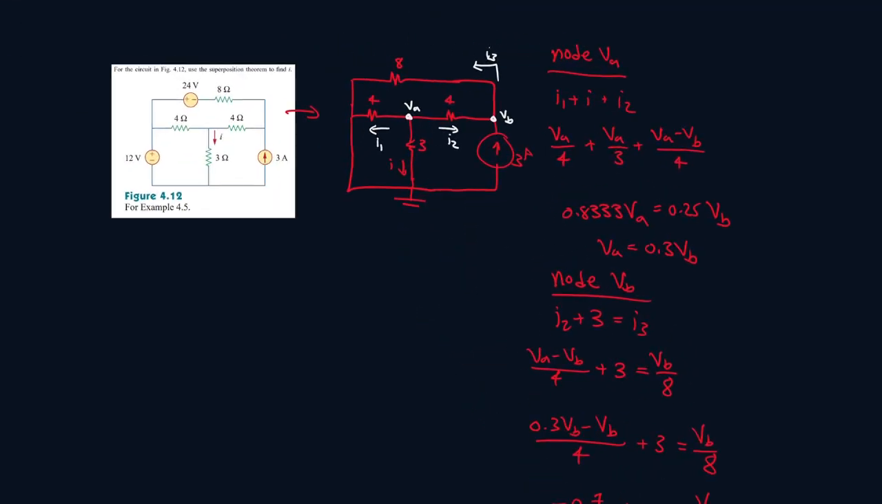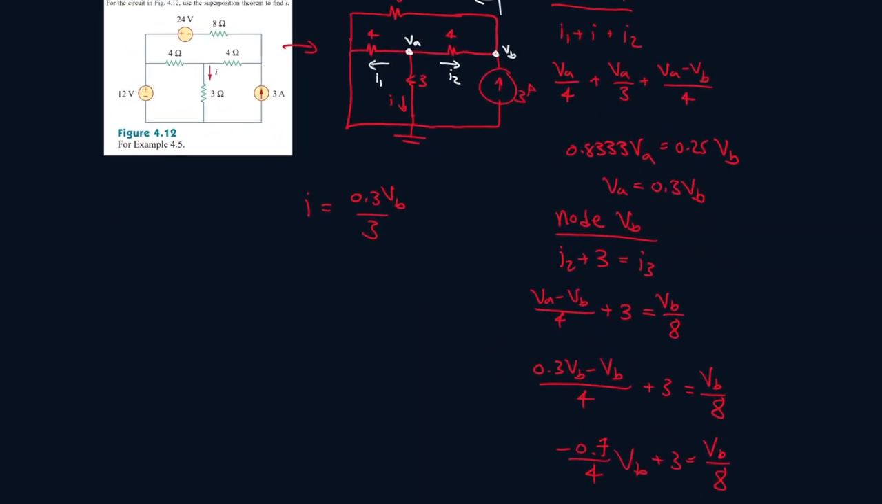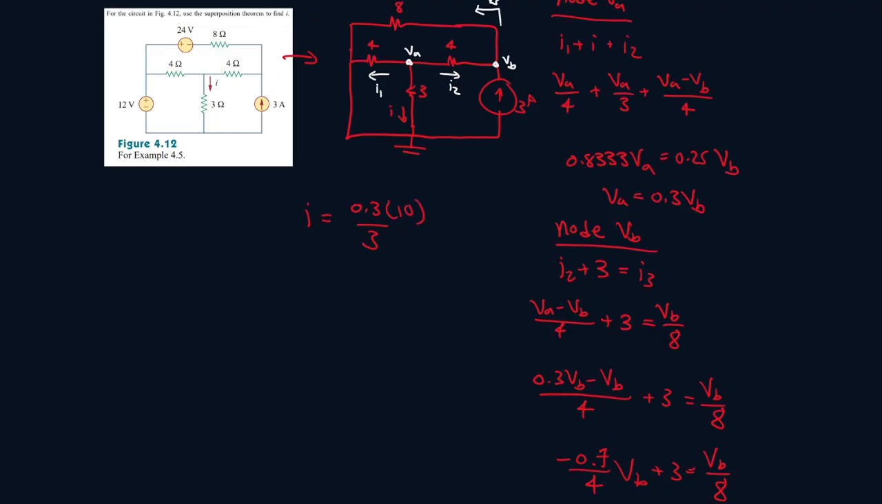Now we can use this to solve for I. I is equal to VA over 8. And VA is equal to 0.3. Sorry, I is equal to VA over 3. And VA is equal to 0.3 VB. And VB is 10. So we'll put in 10 here. So I will be 0.3 times 10 divided by 3. So I is 1. So this I, however, does not take into account these two. So we'll call this I prime. So I prime is equal to 1.